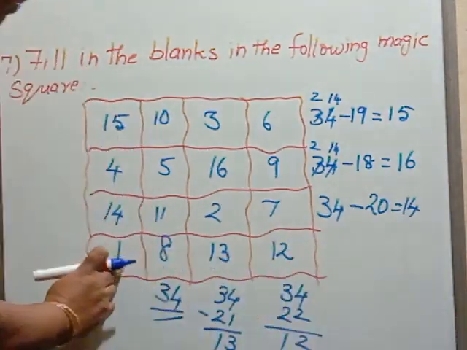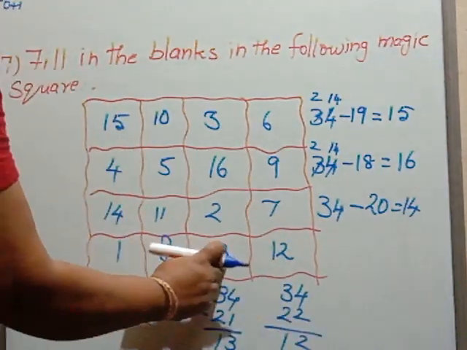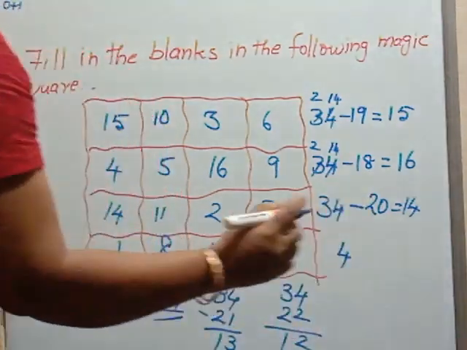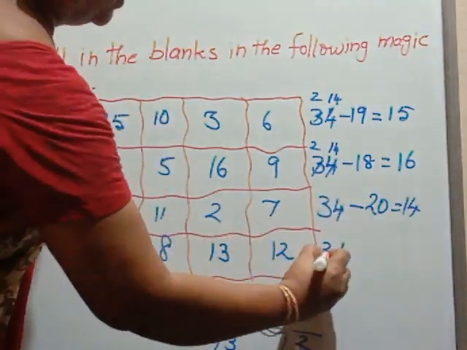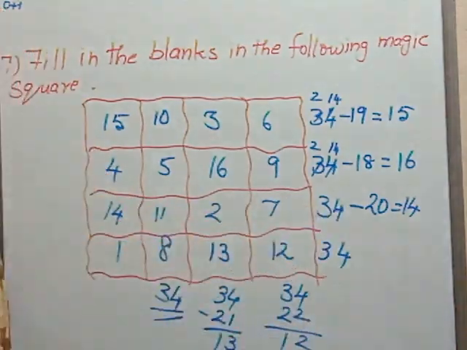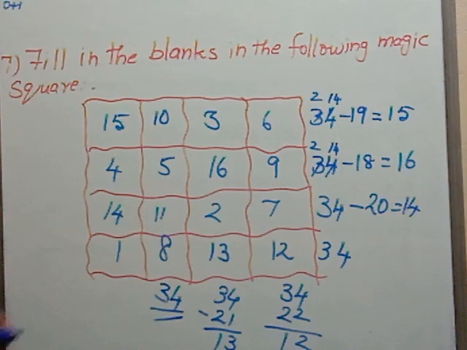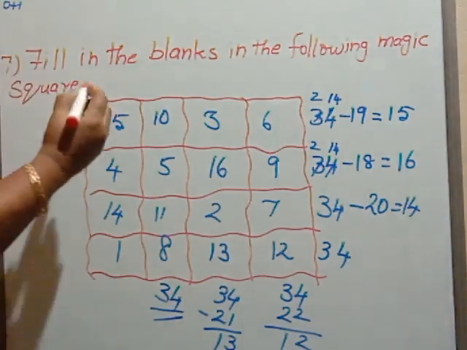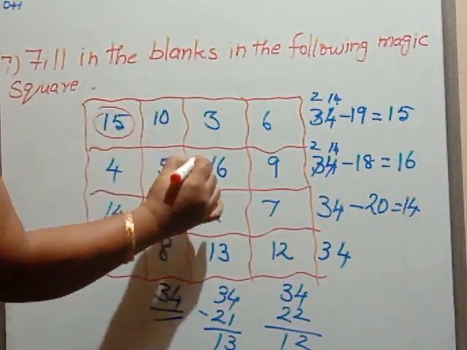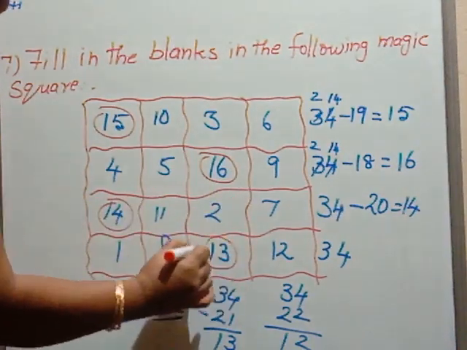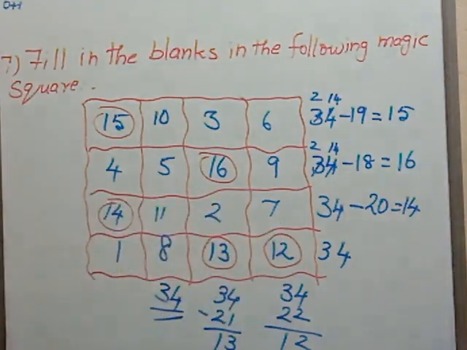You add it. 1 plus 8, 9. 9 plus 3, 12. 12 plus 2, 14. 1 is remainder, 2, 3. And you got row wise and column wise 34. This is the trick you have to follow. The numbers which we found out: 15, 16, 14, 13 and 12. You too try like this and solve it.